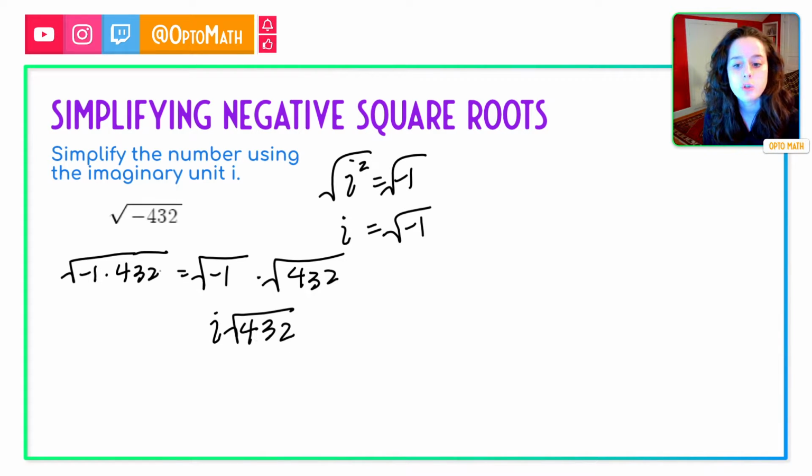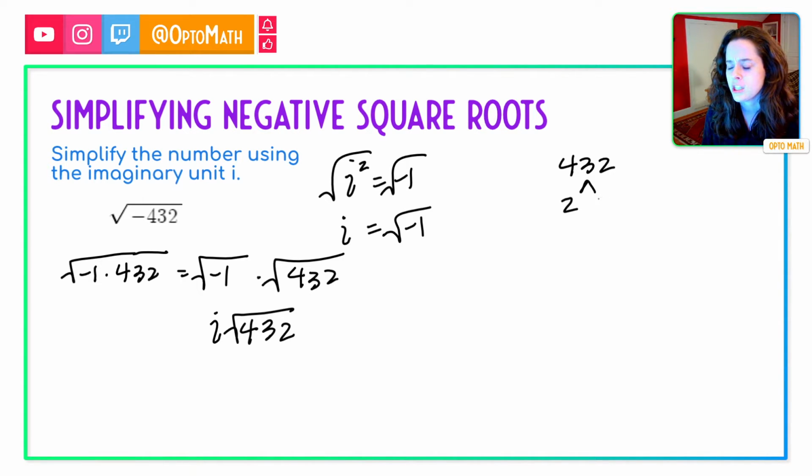Now that's the main step, and you could have just gone straight to that step. You lose your negative inside of the radical, or inside of the square root, and then you gain an i on the outside of the square root. So we're not done. We have to simplify the square root of 432. So let's do a factor tree.